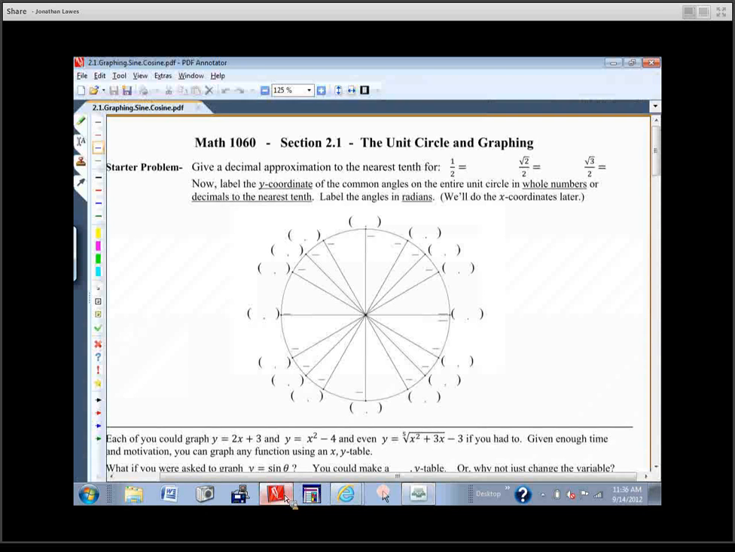So, pretty easy decimal approximation here. In fact, that's not an approximation. That one's going to be exact. What if you take radical 2, which is about 1.414, and divide it by 2? About 0.7. Okay. And what about radical 3 over 2? So about 1.7 divided by 2. So would you say about 0.9? If we round to the nearest tenth, so that's going to be 0.9.